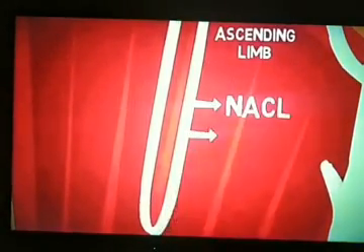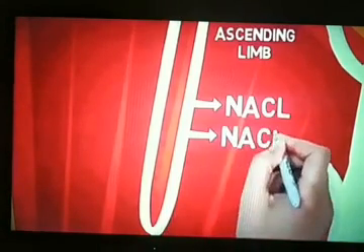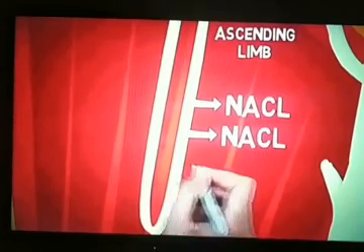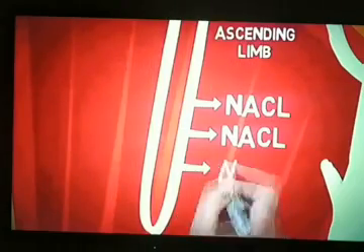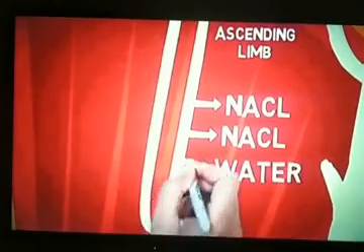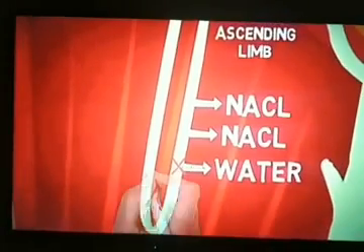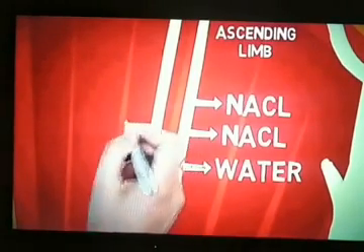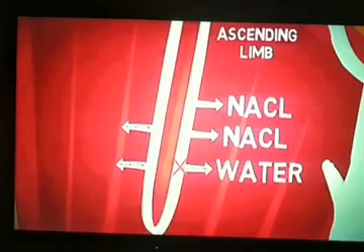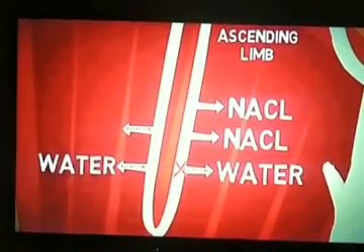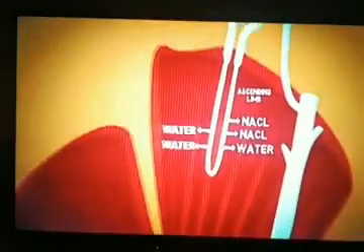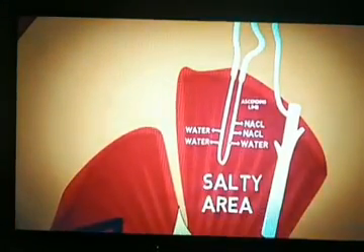If you look at the ascending limb of the loop of Henle, it contains special ion channels through which sodium and chlorine come out, and it makes this region more hypertonic. The ascending limb, however, does not allow water to move out, as it has no channels called aquaporins for the water to move out. But these channels are actually present in the descending limb, the aquaporins. That makes it freely permeable to water.